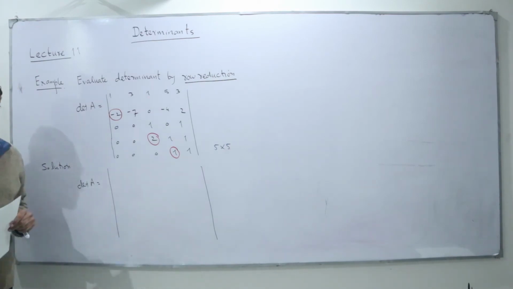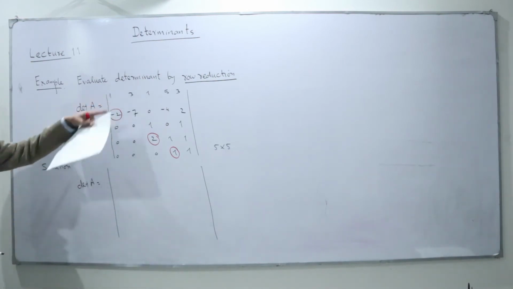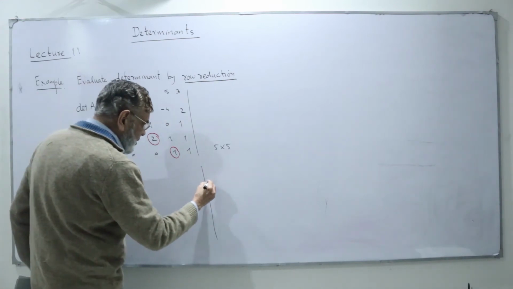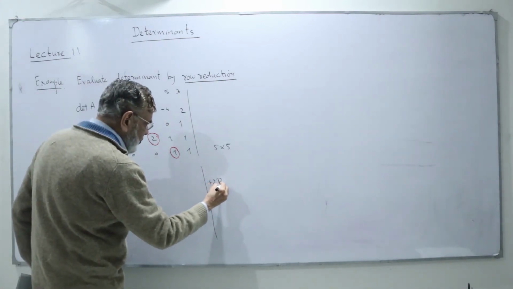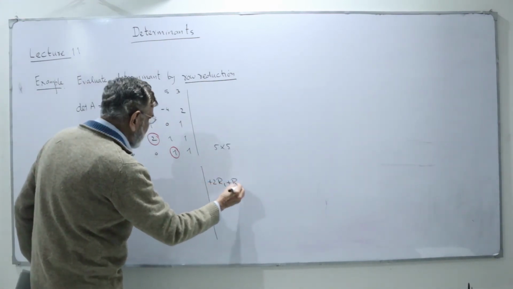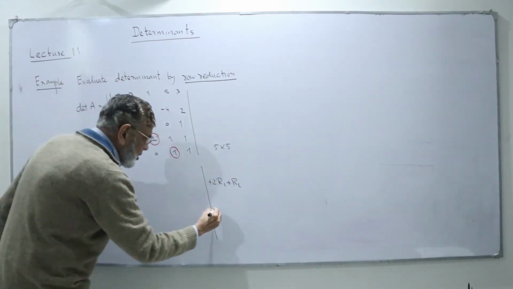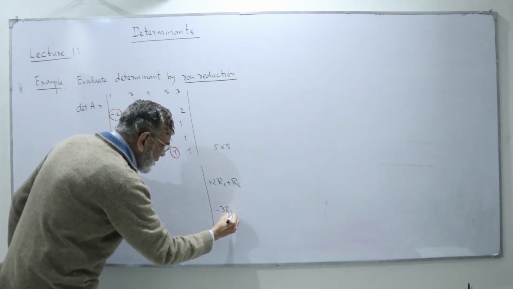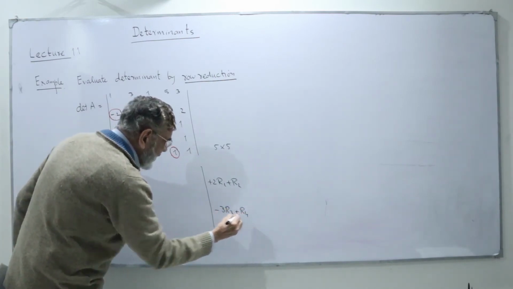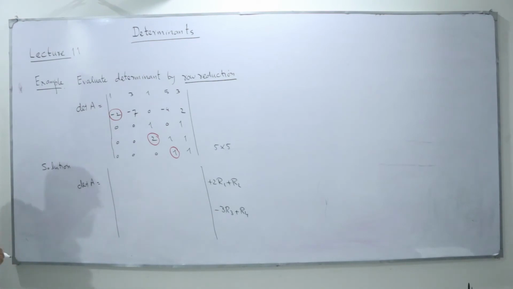When the off-diagonal is 0, then my determinant is simple: A11, A22, A33, A44, A55. To make this one 0, we multiply row 1 by 2 and add to row 2, and this will become 0. To make this one 0, I multiply row 3 by minus 2, add to row 4, then this one will become 0. Now let me write the result.